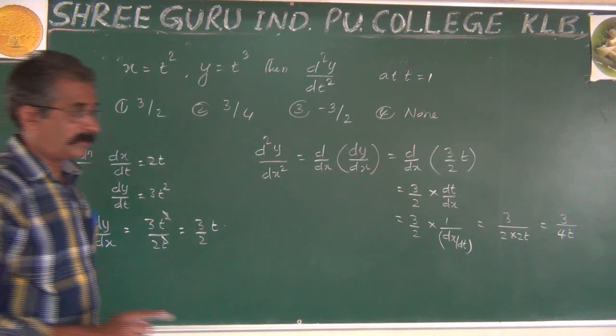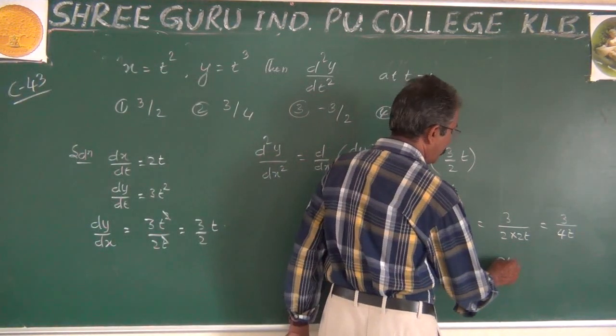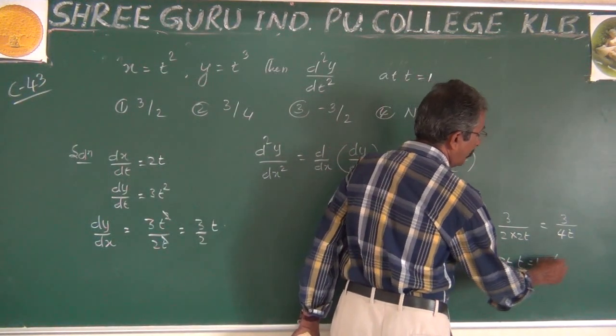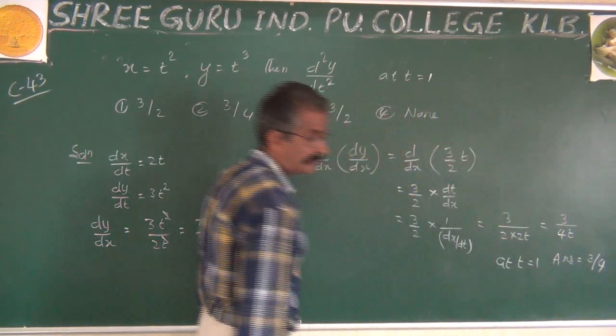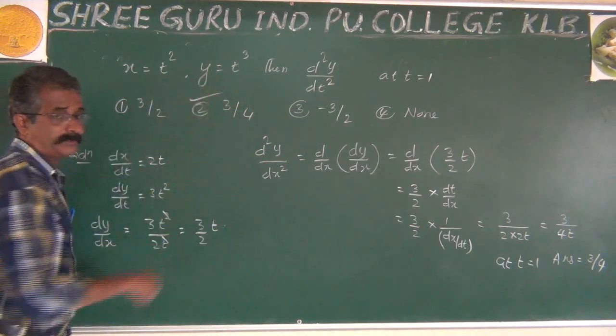At t equal to 1. Lastly, at t equal to 1, your answer will become 3 by 4. So it is the second option.